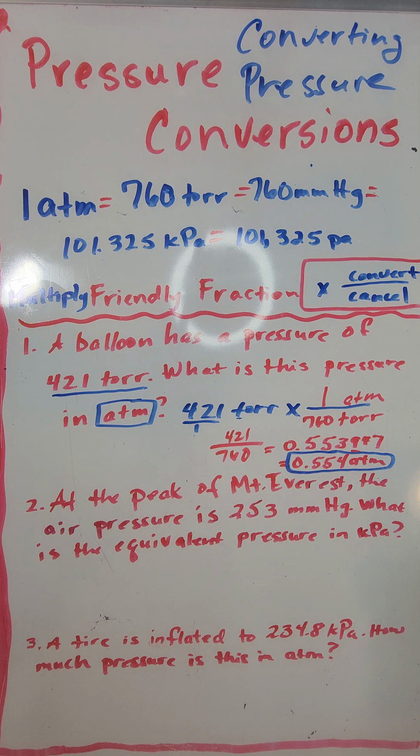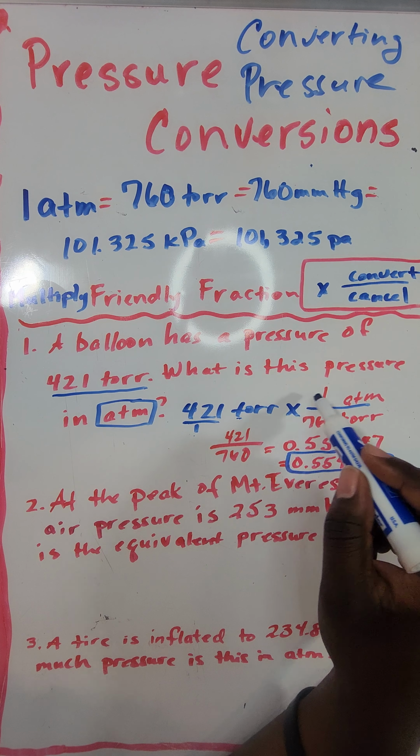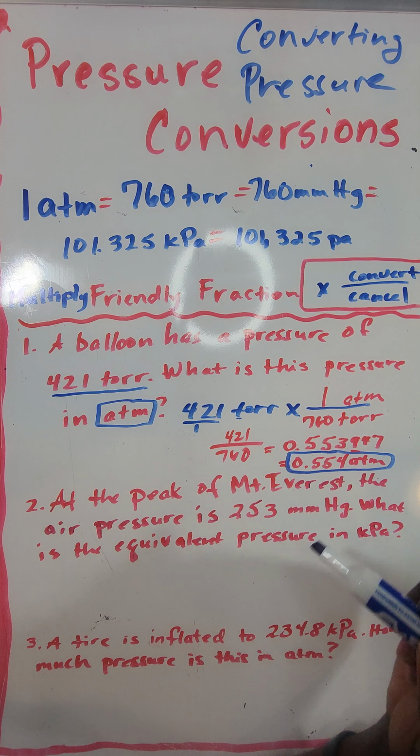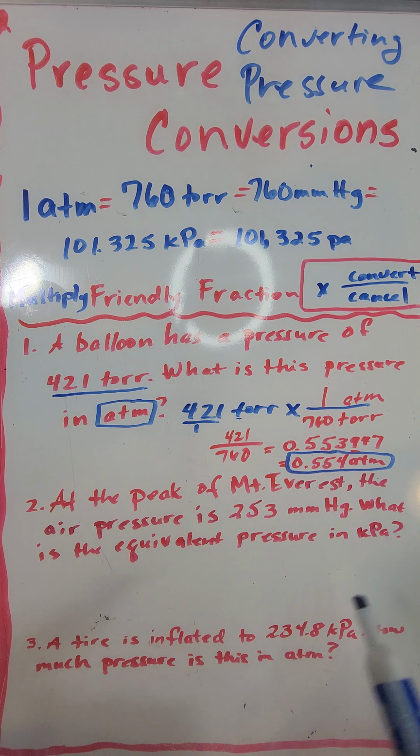Barely. All right, 0.554 ATM. Again, we just took our friendly fraction, multiplied by the top, divided by the bottom, and that gave us our answer here.